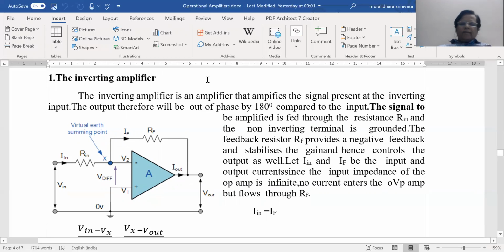What is the inverting amplifier? An inverting amplifier is one which amplifies the signal present at the inverting input. Therefore, the output will be 180 degrees out of phase compared to the input. The signal to be amplified, this is the circuit diagram. As you can see, the positive terminal or the non-inverting terminal is grounded. The input terminal Vin is the inverting terminal.